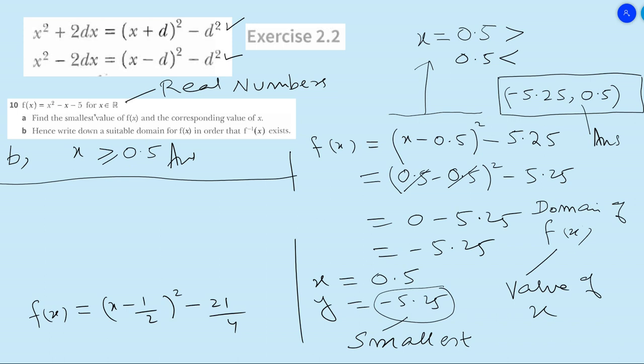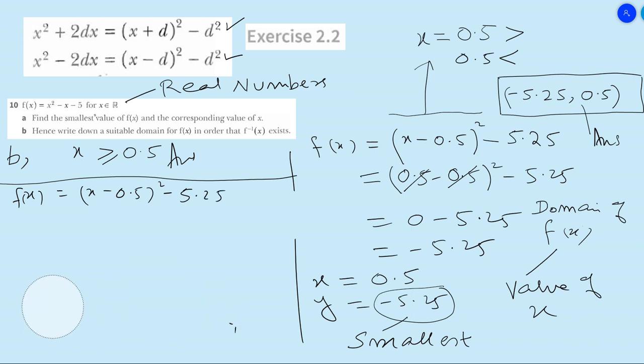Excuse me. See this. f(x) is equal to x squared minus x minus 5, which is x minus 1 upon 2, meaning (x minus 0.5) whole squared, minus 21 upon 4, which is minus 5.25. Okay, I want to show this. What I wrote: the value of x should be greater than or equal to 0.5.